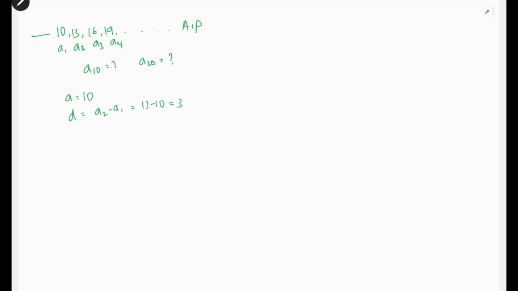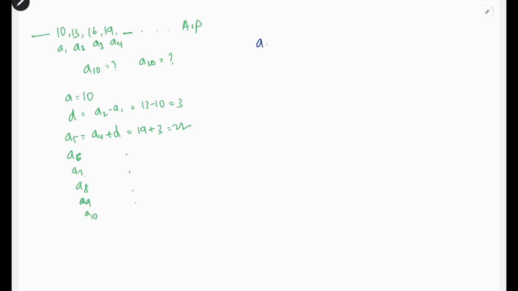Now if we want to find the 10th term, first, to find the fifth term, what do we do? Fifth term is equal to the fourth term plus the common difference. It is 19 plus 3, it is 22. In the same way we will find the sixth term, seventh term, eighth, ninth and 10th. So this will be a long process. Instead we can do one thing.